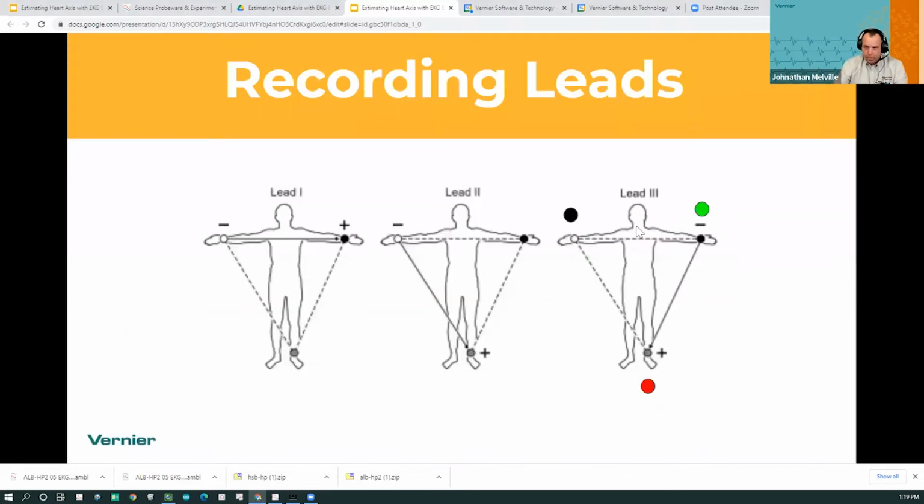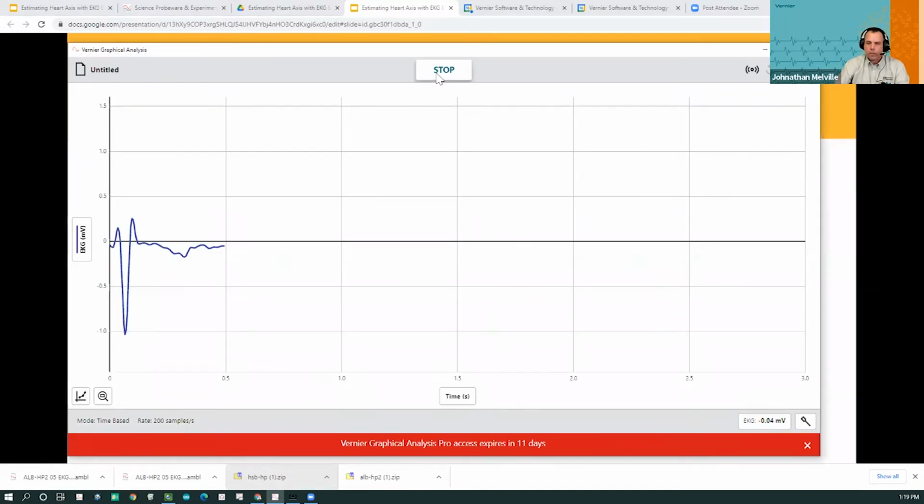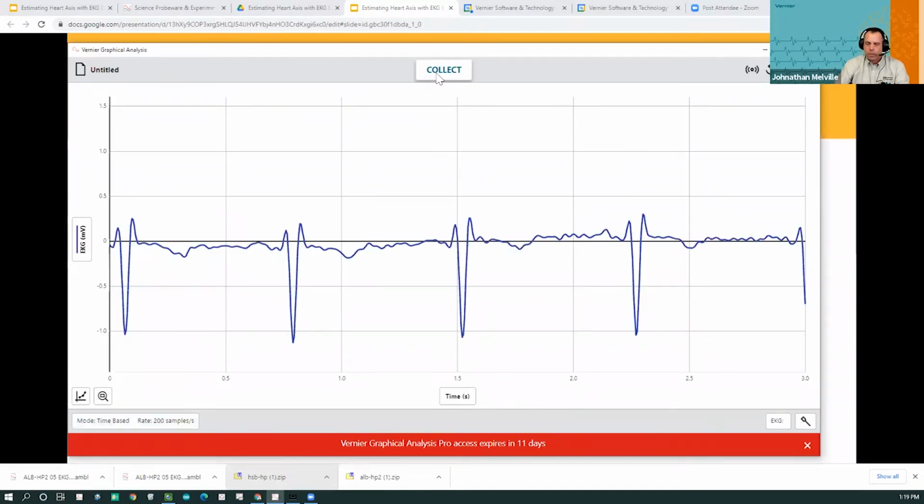Go to lead three. In lead three, black goes to right. Green switches over to left. And then I will collect again. I'll try to be quiet here. There we go. Now I'm just going to remove these electrodes and let's talk about what we see here.